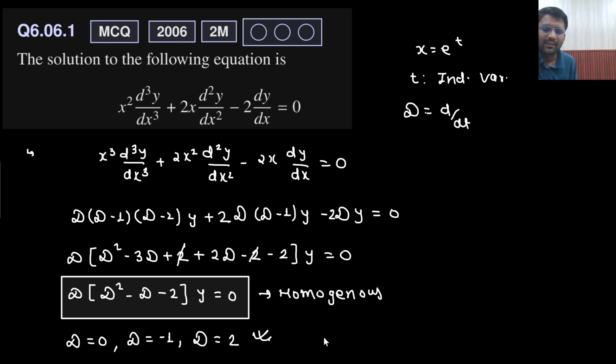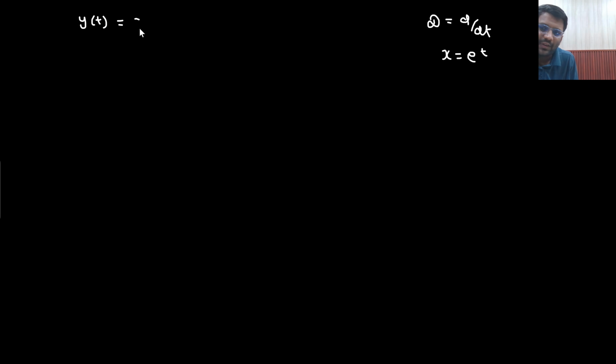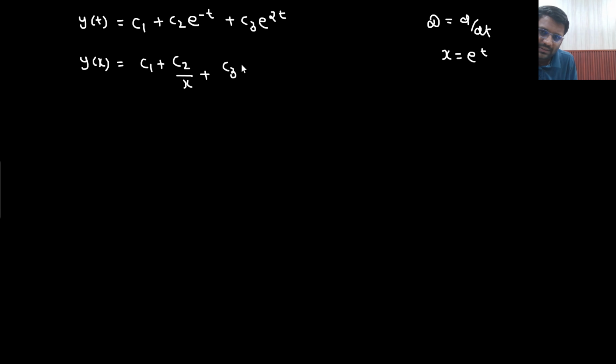So what can we see here? y will come out as a function of t. Why is that so? Because d is nothing but d by dt, and you have put x equals e to the power t. So y of t equals c1 e to the power 0t plus c2 e to the power minus t plus c3 e to the power 2t. So what will you get? y as a function of x: c1 plus c2 x to the power minus 1, that is c2 by x, plus c3 x square.